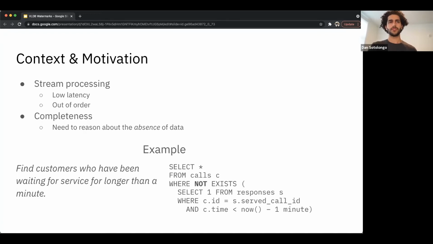It's hard to tell the difference between not seeing a record because it doesn't exist and not seeing a record because it hasn't arrived yet. So whenever we want to do some processing that depends on the absence of data, things get complicated. To make the problem more concrete, consider the example. Say we have a customer service system and we want to figure out which customers have been kept waiting longer than a minute. Logically, you can express that idea as the SQL query on the right.